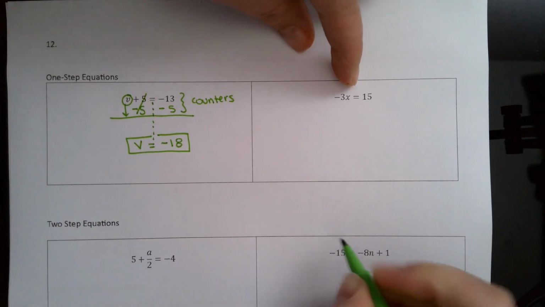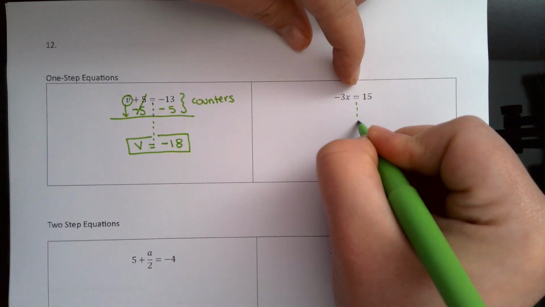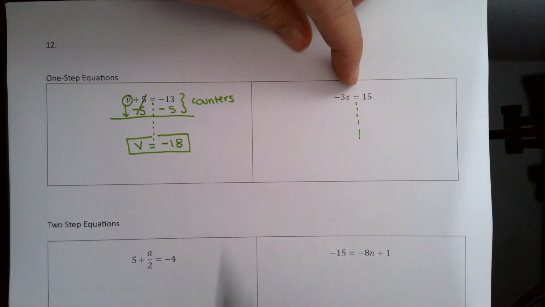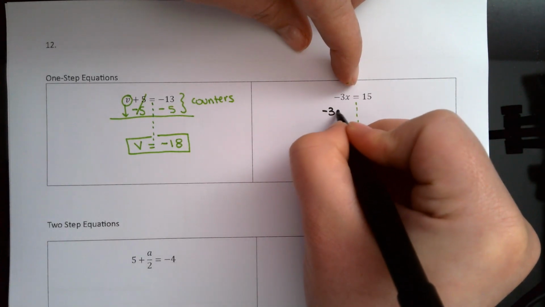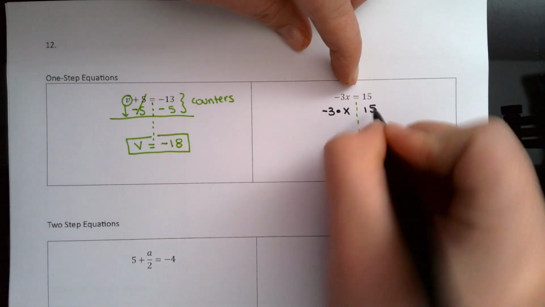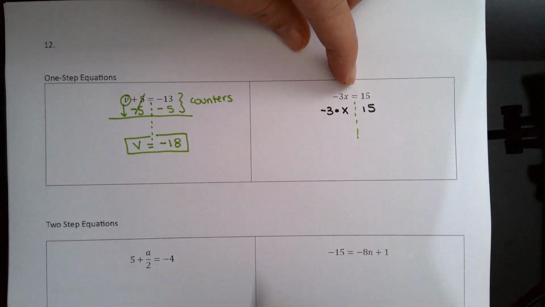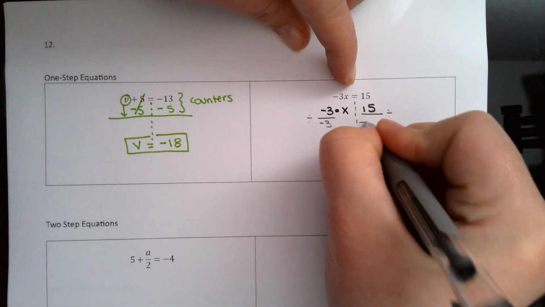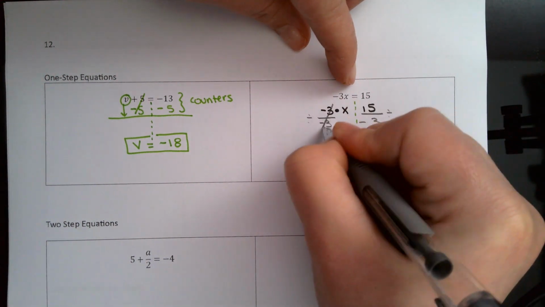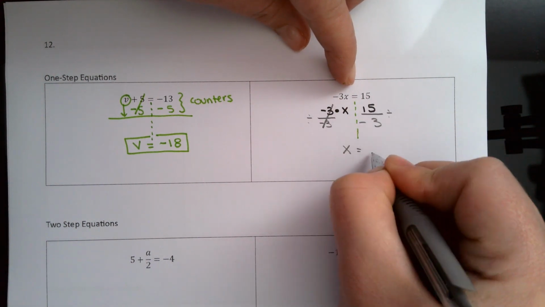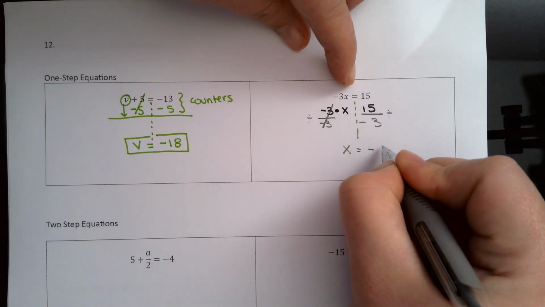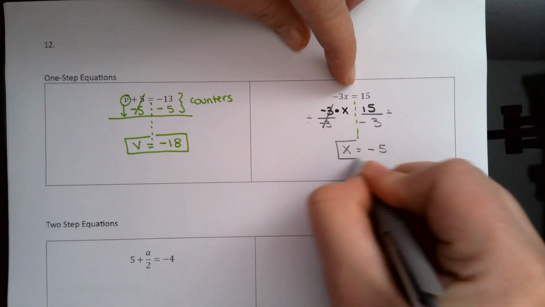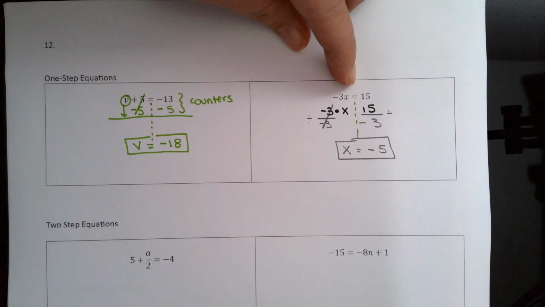Okay, here we need to rewrite dotted line for balance, but we need to rewrite this as negative 3 times x, which then will show us that we need to divide by negative 3 on both sides. Same or different? Different. 15 divided by 3 is 5. You can use your multiplication table on here.